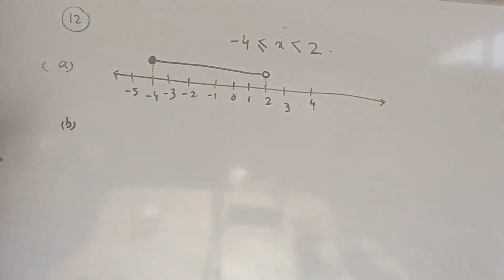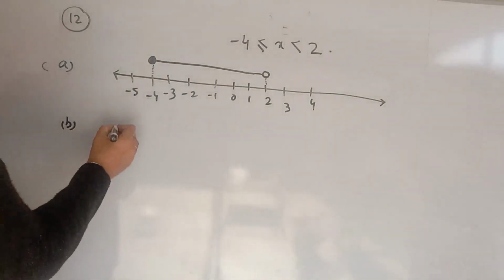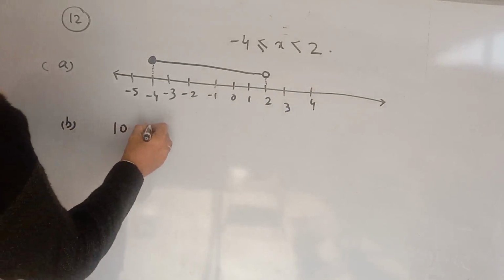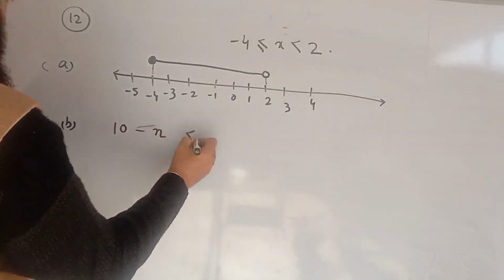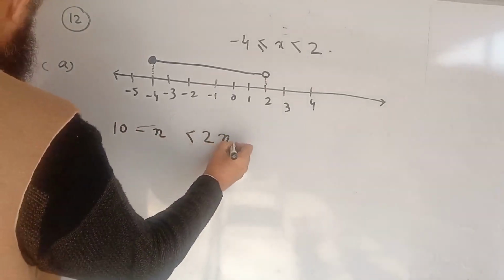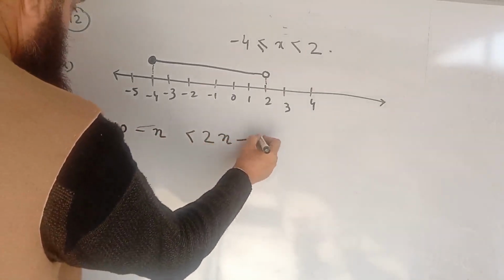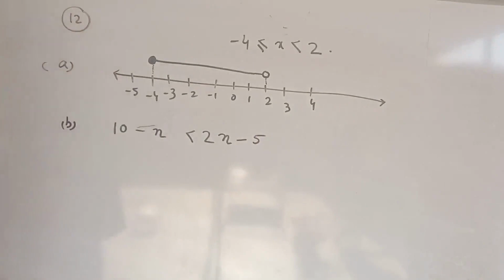B part of this question is, solve the inequality. We have to solve the inequality 10 minus n is less than 2n is less than -5. We have to solve this inequality. Very easy.